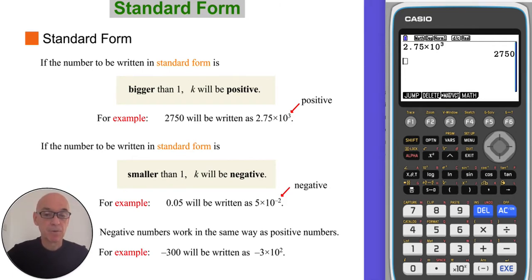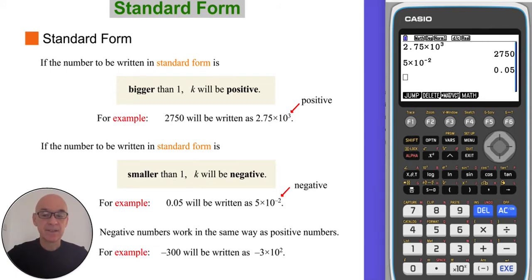If the number to be written in standard form is smaller than 1, then k, the power of 10, will be negative, as shown in this second example here. 0.05 is smaller than 1, so the power of 10 is negative. And I'll just verify that on the calculator as well. So 5 multiplied by 10 to the power of negative 2, 0.05.